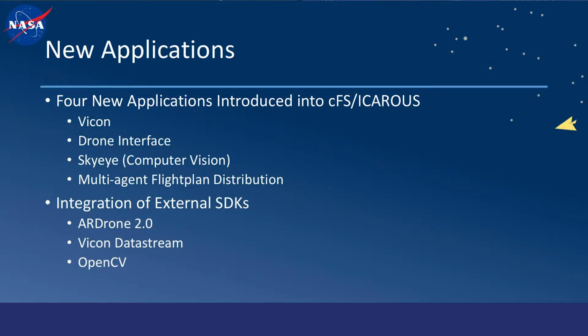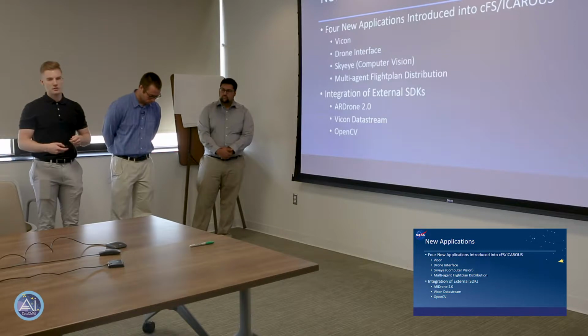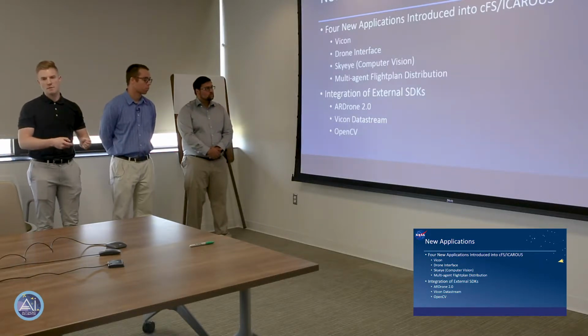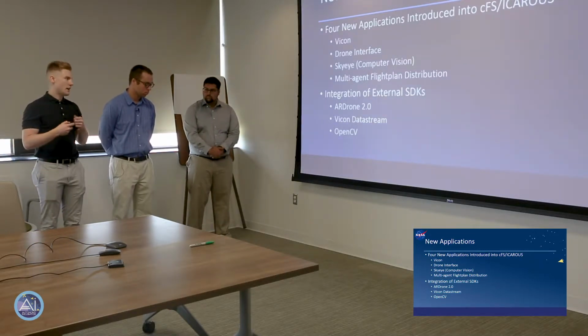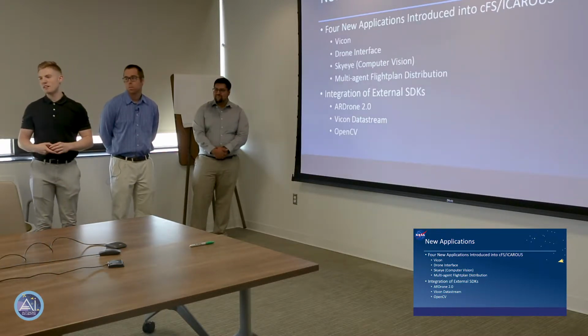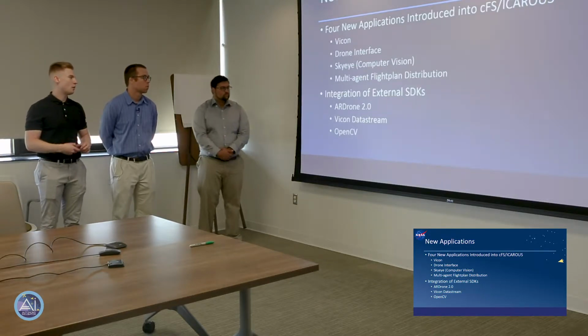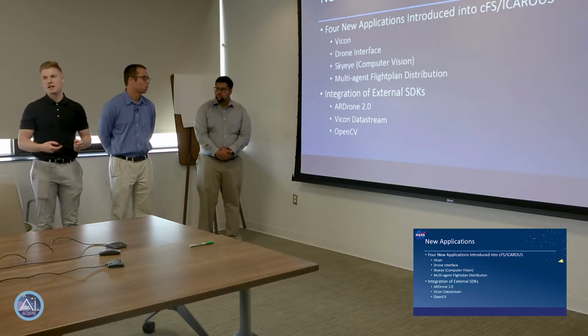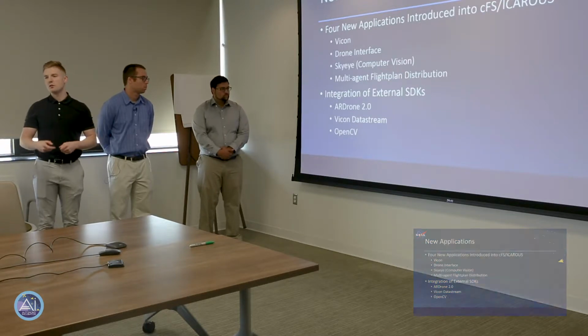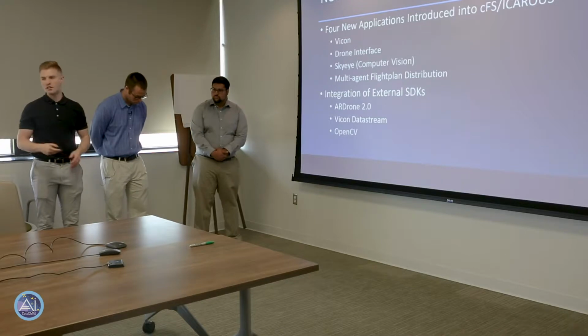So to kind of summarize what we have done as far as software goes, we introduced a Vicon app that can be used for positioning. We have a drone interface app, which allows you to interface with any drone or any API that you wish. We have what Alex has called Sky Eye, which is our computer vision application for damage detection. And then we have our multi-agent path planning distribution application, which is very tunable. So we have one configuration set up that we'll be demoing for you later.